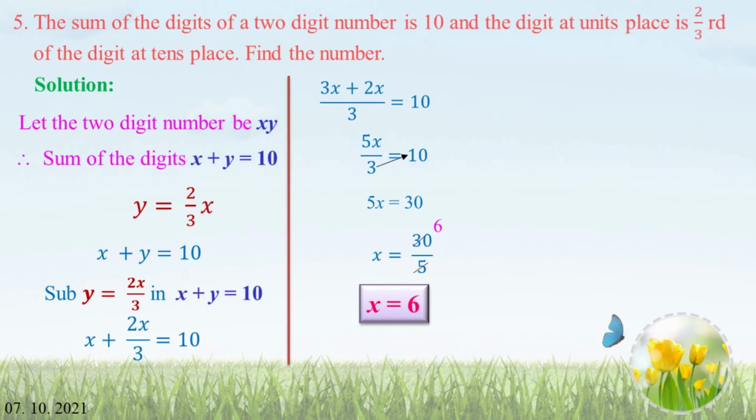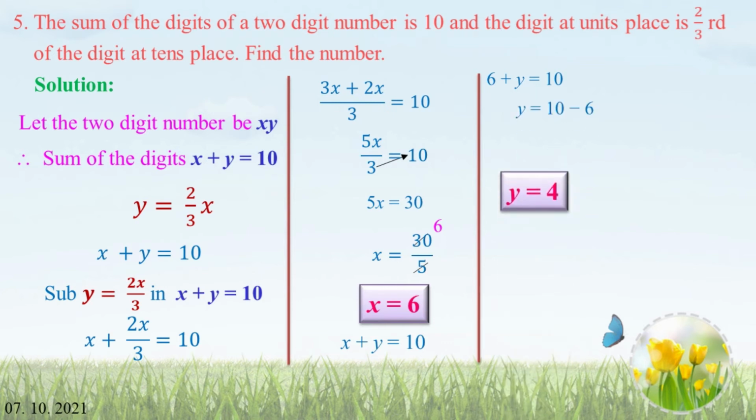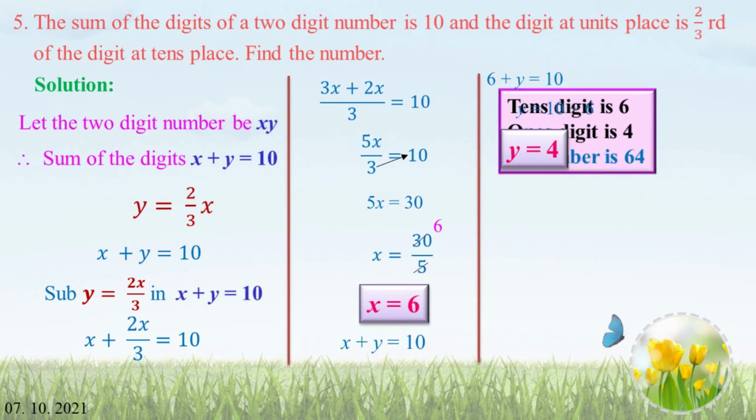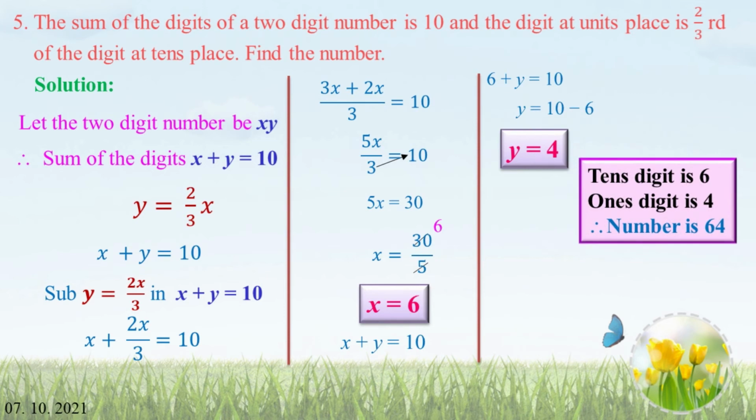That means the tens place is 6. Now we find the ones place. Again we take x plus y equals 10. Now I substitute the value x is 6. So 6 plus y equals 10. Transpose 6 to the right hand side. So y equals 10 minus 6, which is 4. So the units place y equals 4. Therefore, the tens digit is 6, the ones digit is 4. Therefore, the number is 64.